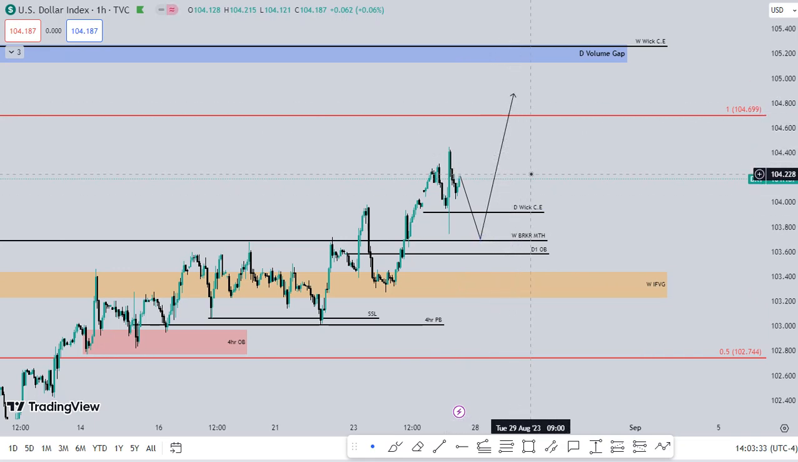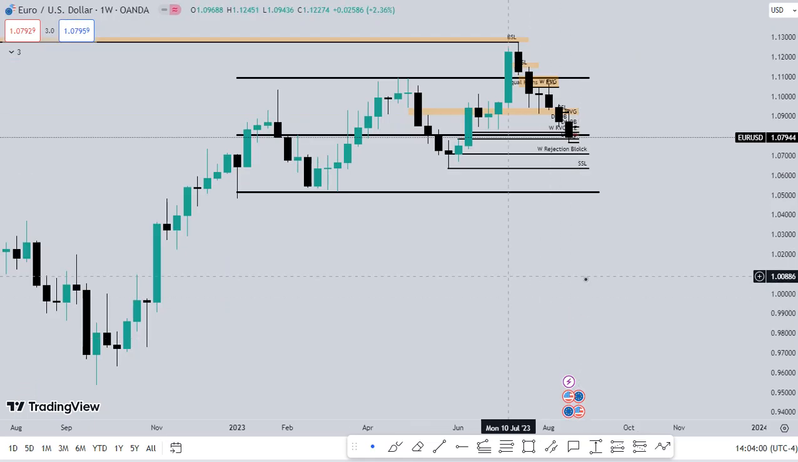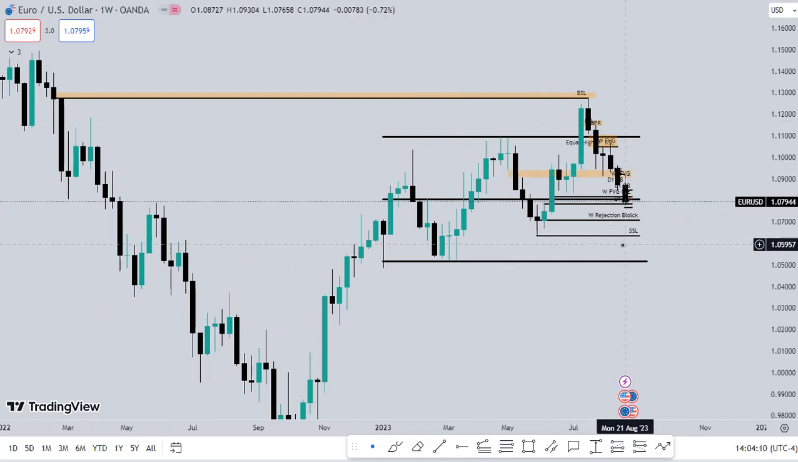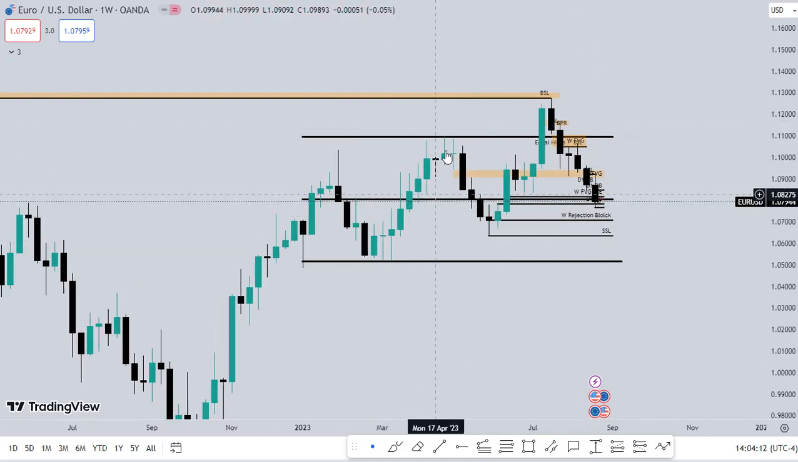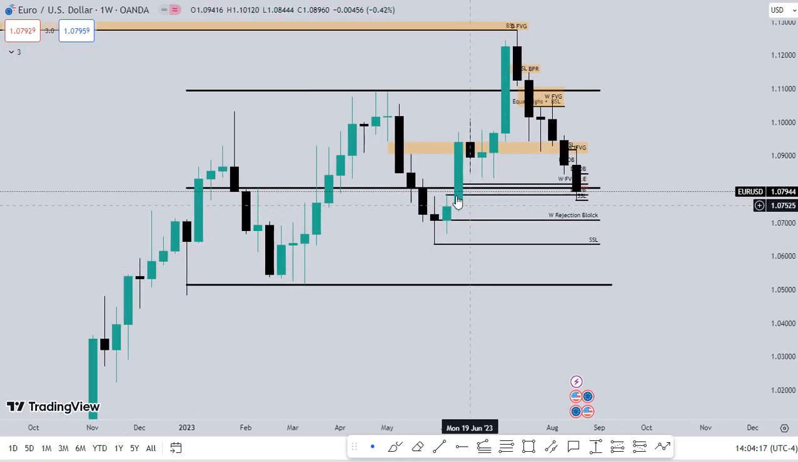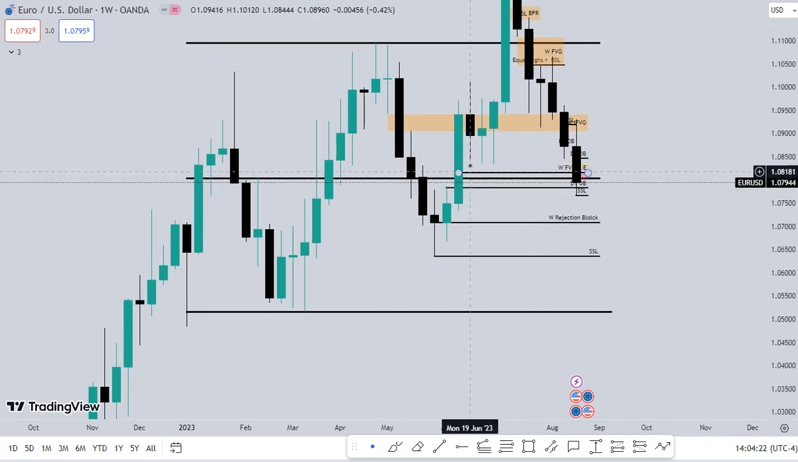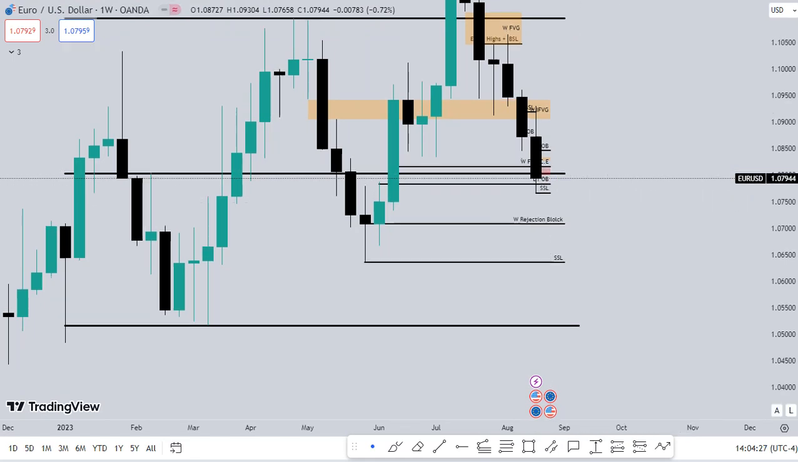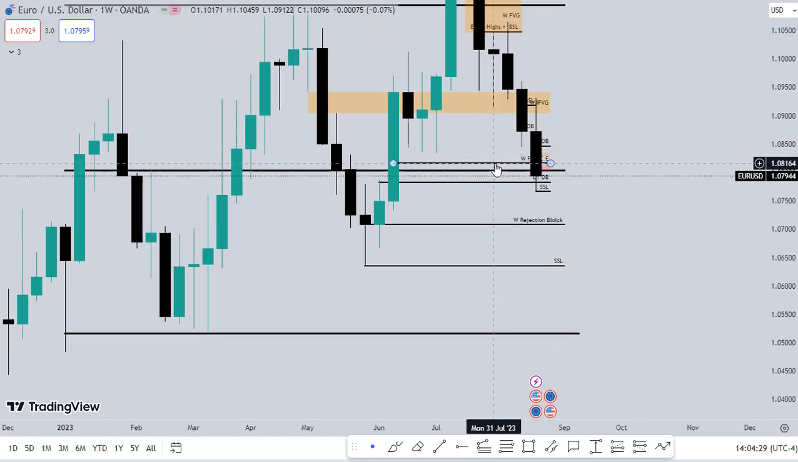Now we go to the euro dollar chart. Euro dollar is within this higher time frame range, it got rejected from these highs after taking the buy side, so it's currently within the mid of this higher time frame range. And here you can see we have a weekly fair value gap as well. The mid of this weekly fair value gap, which is the weekly fair value gap consequent encroachment, this line, can be an essential level of resistance for euro.